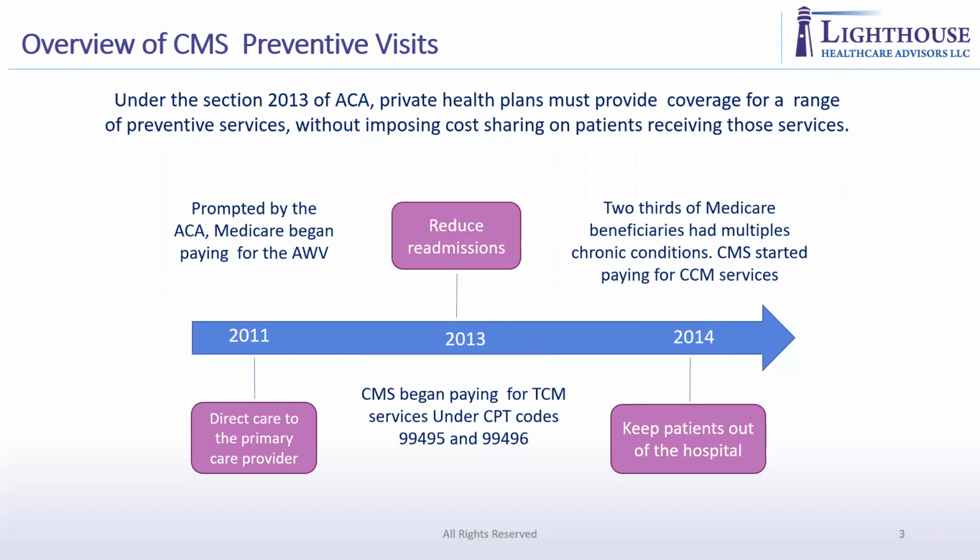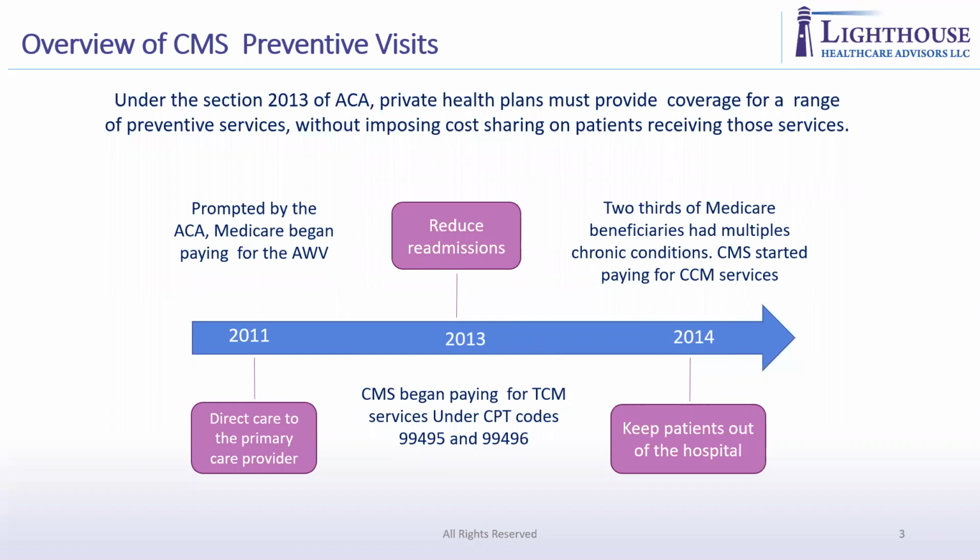So when we think about what that means, we're sort of trying to direct care to the primary care provider. CMS says, we're trying to save money. Let's get everyone to their primary care provider to provide these preventive services. And we're going to start paying for those services because we value them. We think that they save money down the line.